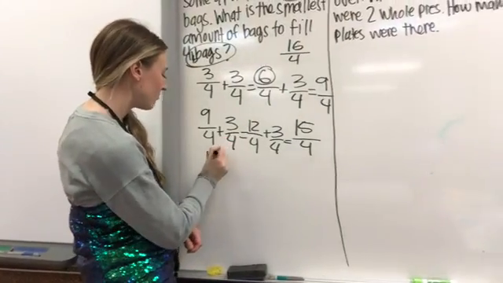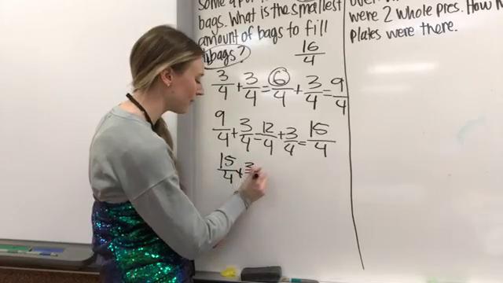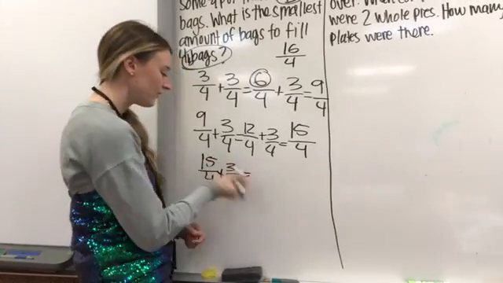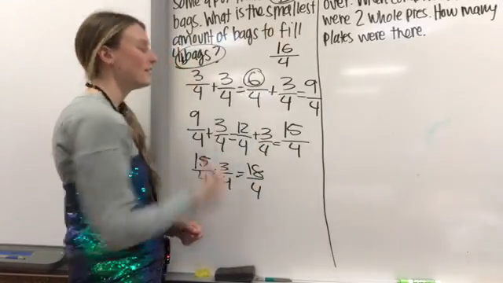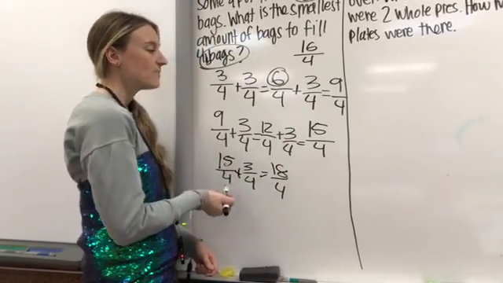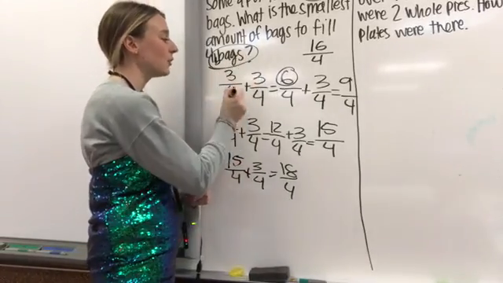All right, let's add one more bag. So we have our 15/4. Let's add one more 3/4 pound bag. 15 plus 3 is 18/4. Is that more than our 16/4? Yeah, so that is the smallest amount of bags of walnuts we could have to get at least 4 pounds of bags.